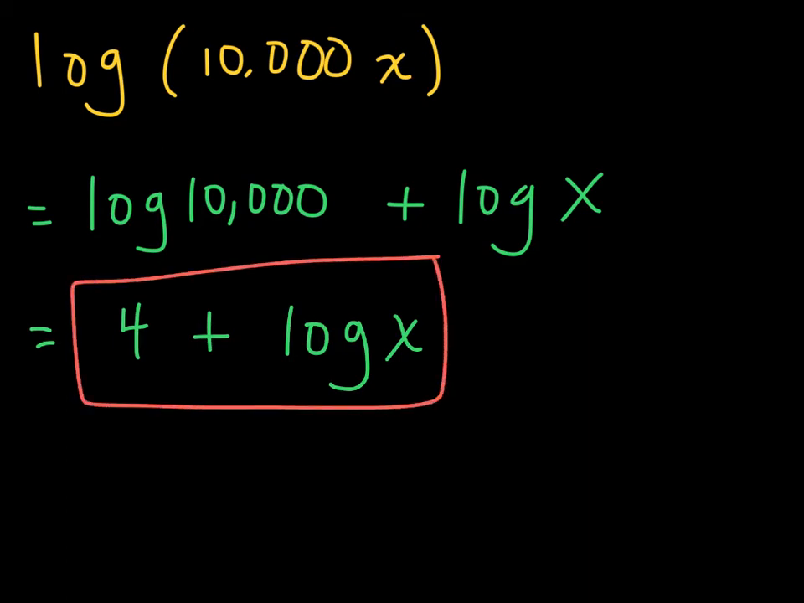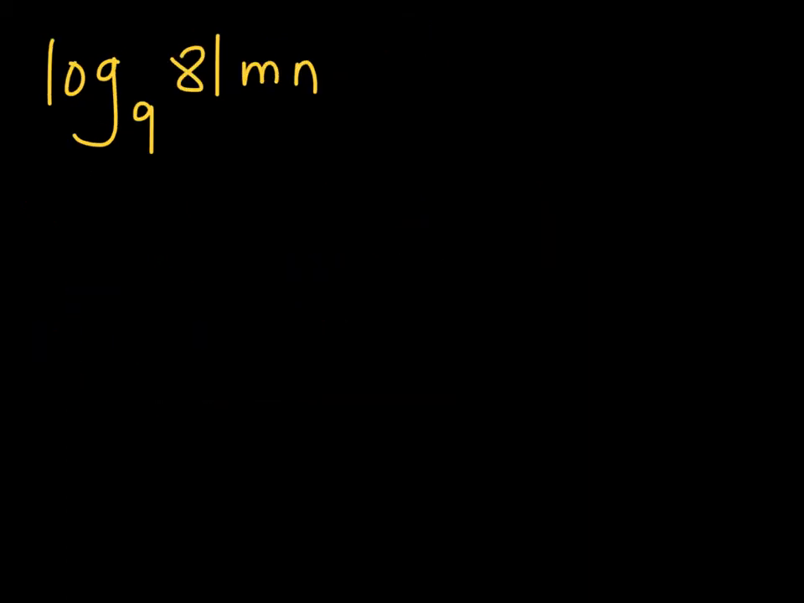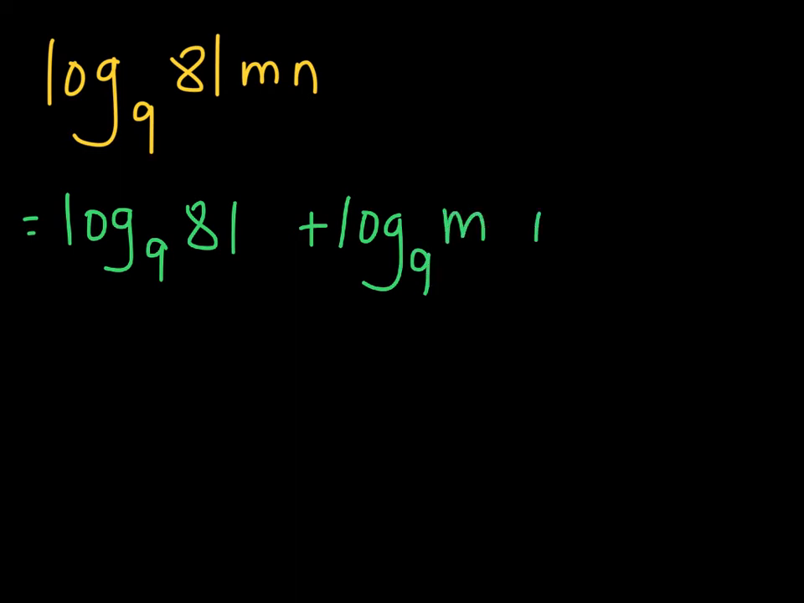Let's look at another one. We have log base 9 of 81mn. All right, we're going to use the product rule. And because there are 3 factors, 81, m, and then n, I'm going to have a sum of 3 logs, okay? So the first one will be log base 9 of 81 plus log base 9 of m plus log base 9 of n. This is the product rule.